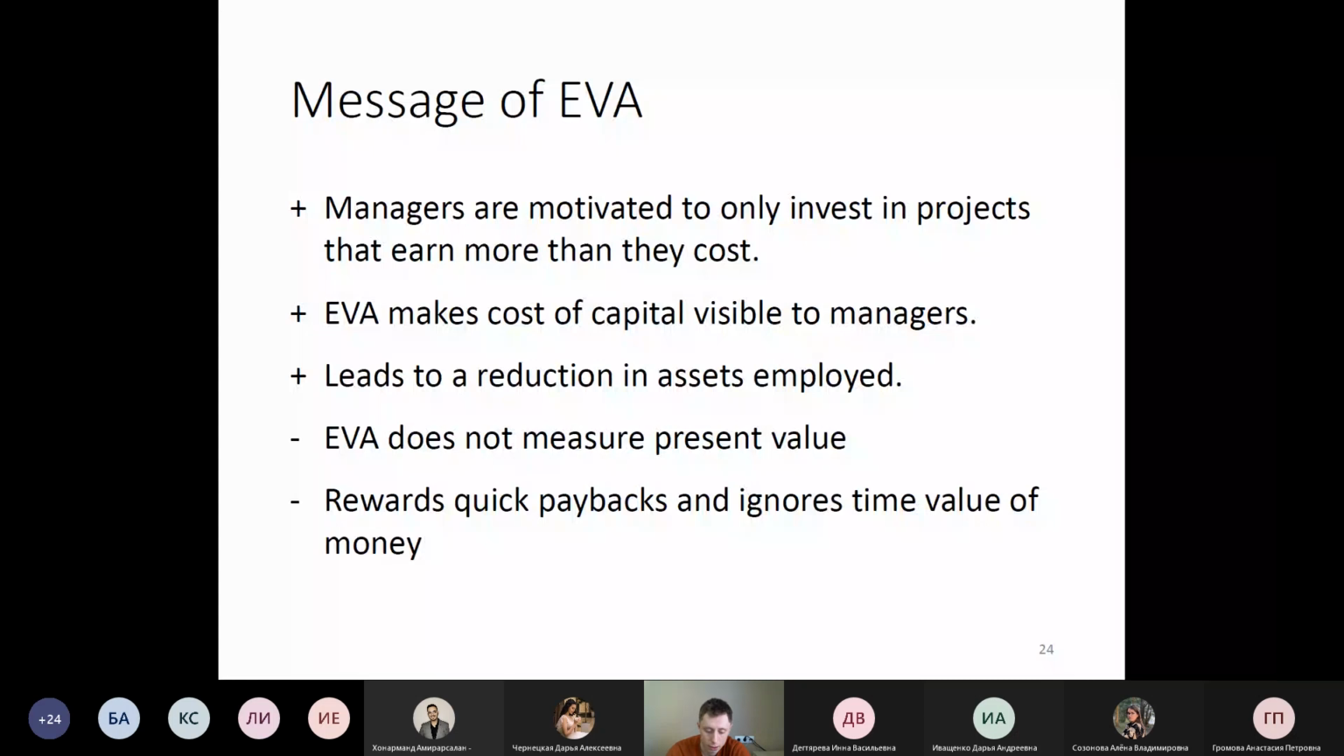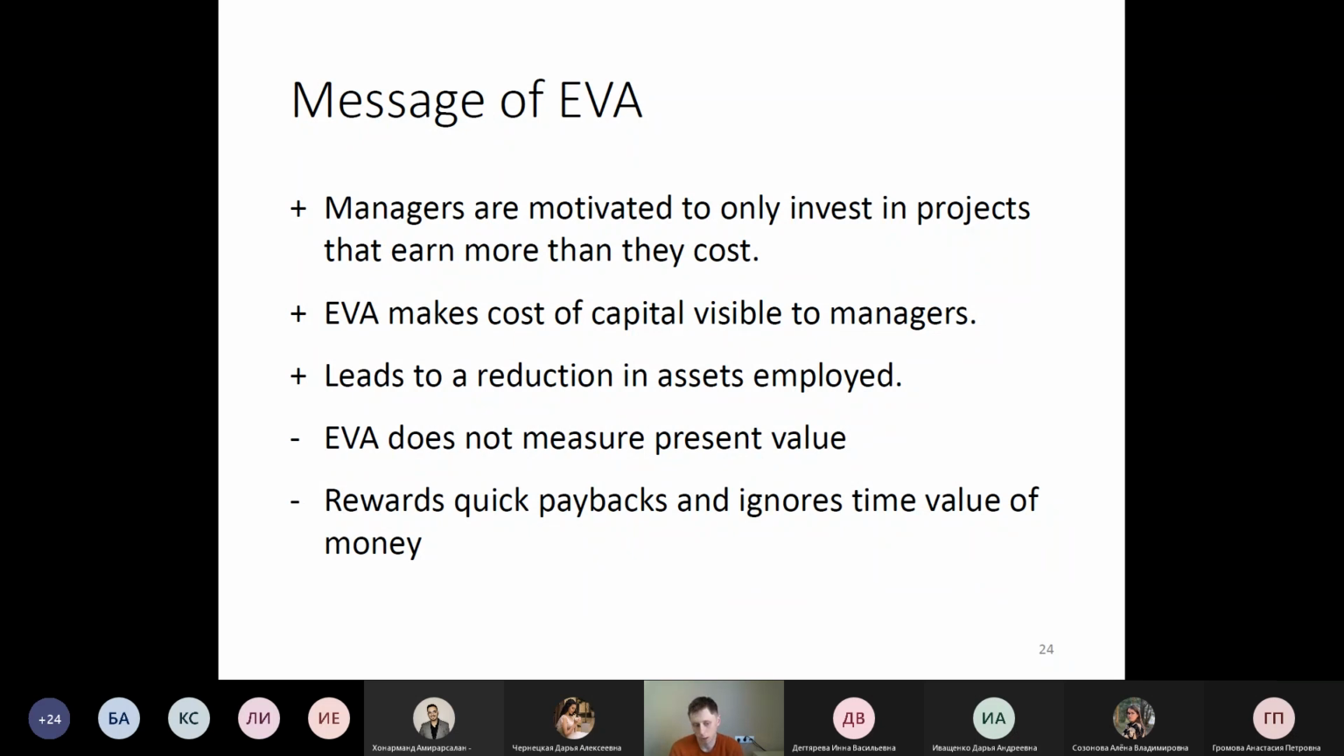Economic value added is an additional estimation of the company performance that we can do on top of the accounting estimation in order to estimate how competitive the firm is. It has some advantages, for example, it motivates the managers to focus not on the accounting value, but on the real competitive position of the company.